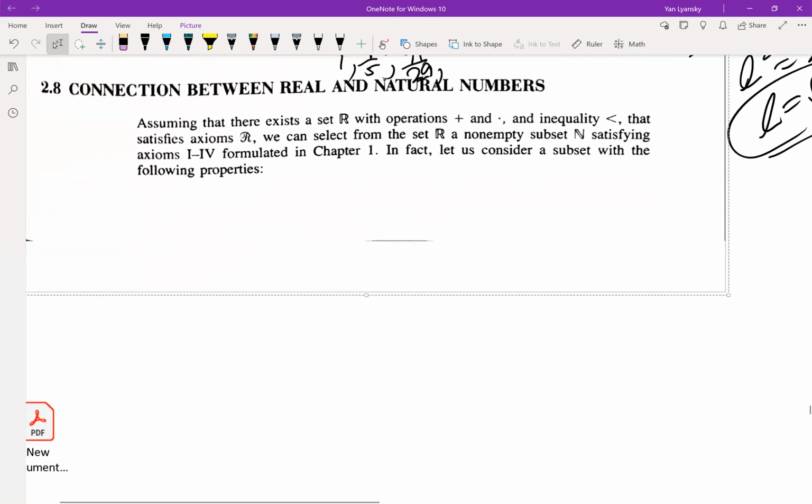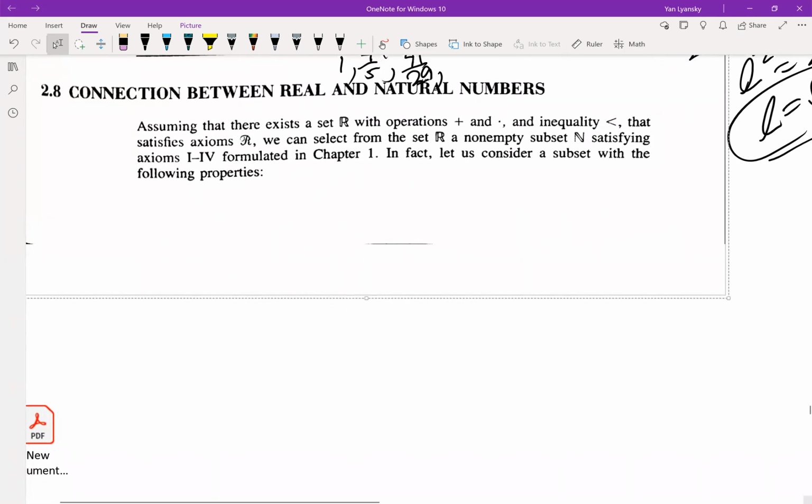Connection between real and natural numbers: assuming there exists a set R with operations plus, dot, and inequality less than, that satisfies axioms script R, which is the 10 axioms we talked about last time, right? So assuming there's a set R that satisfies all these axioms, R satisfies script R. That's the statement. Script R is the axioms, R is the set that satisfies the axioms. Is that okay?